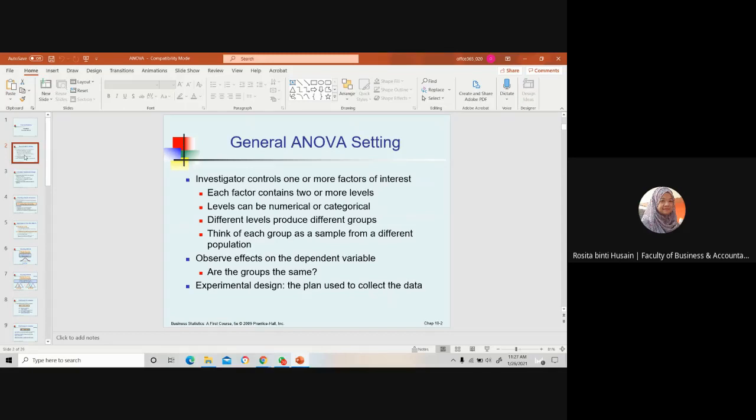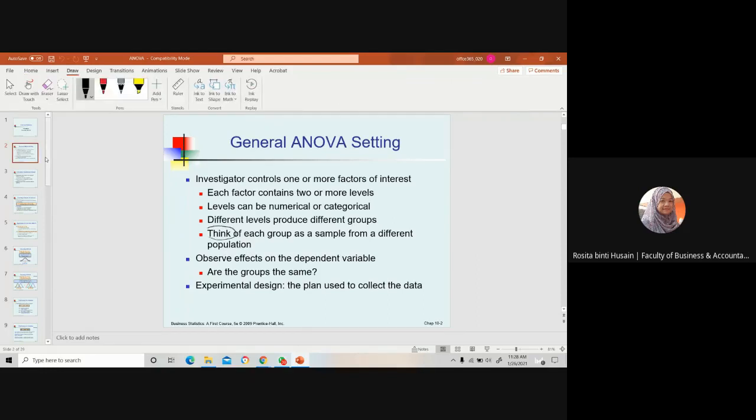Each factor contains two or more levels. Level can be numerical or categorical. So different level produce a different group. Think of each group as a sample from a different population. These are assumptions under ANOVA. So ANOVA first, only one factor. Under factor, we have more than two groups. For each group, dia ada level lah. It's one factor. So if more than one, maybe they have another factor here.